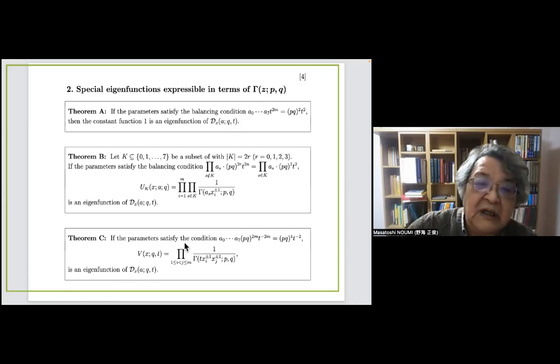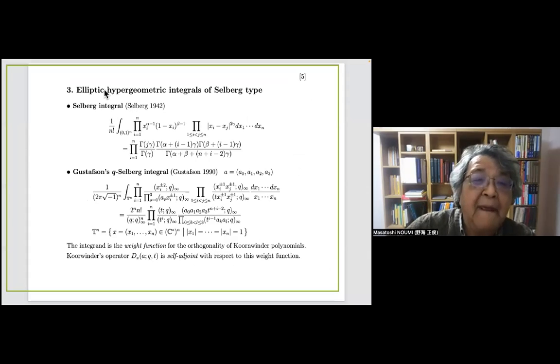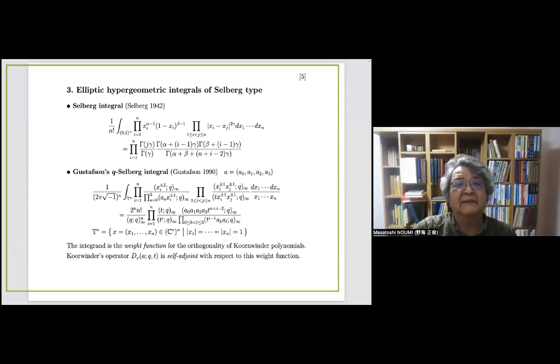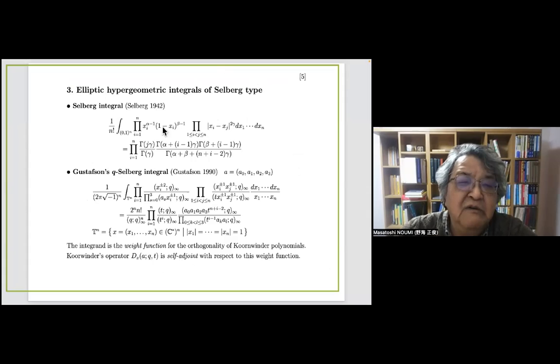Now I go to the elliptic hypergeometric integrals of Selberg type. So the original Selberg integral, which was found in 1942, a long time ago, is this one.